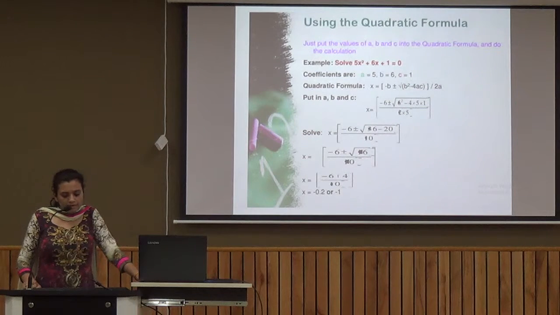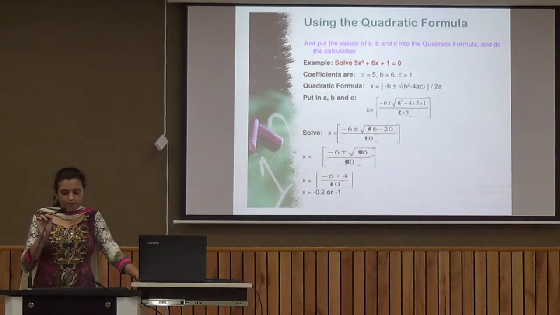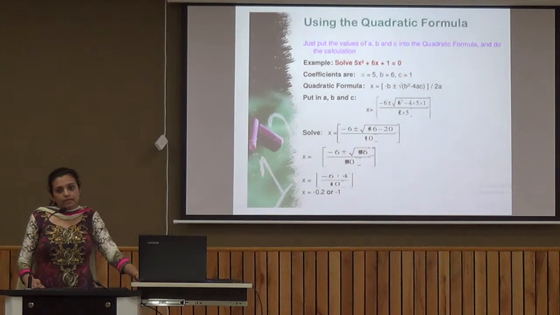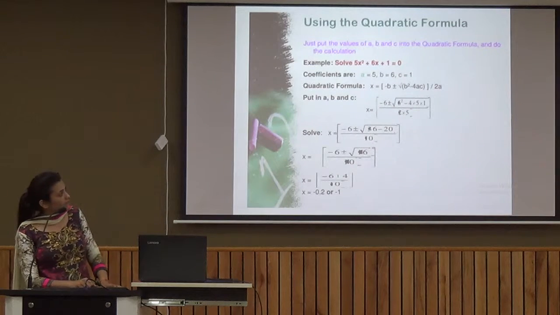How do we use the quadratic formula? Just look at this example. Solve 5x squared plus 6x plus 1. Now what you're going to do here is look at the coefficients. A is 5, B is 6, C is 1, and it is already in standard form. Let's put these values of A, B and C in the quadratic formula. It's going to be minus B plus minus root B square minus 4AC upon 2A.